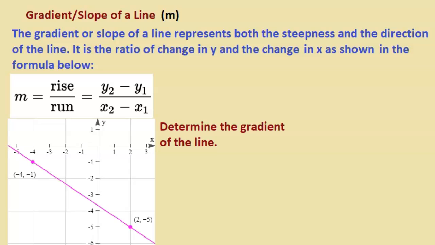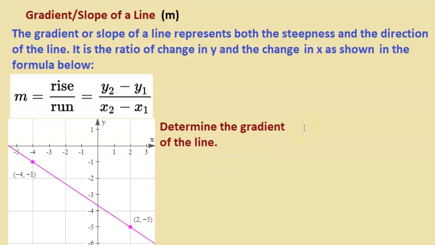So now we want to talk about the gradient or the slope of a line. And we usually use the letter M to represent gradient of a line. And what is gradient of a line? The gradient, or sometimes we call it the slope of a line, represents both the steepness and the direction of the line. It is a ratio of change in y and the change in x as shown in the formula below.